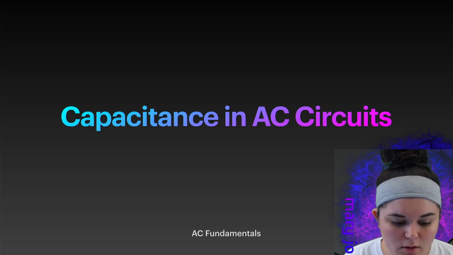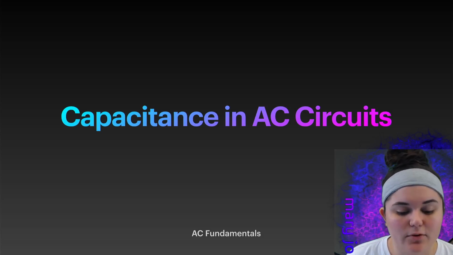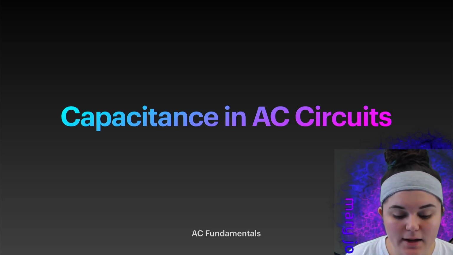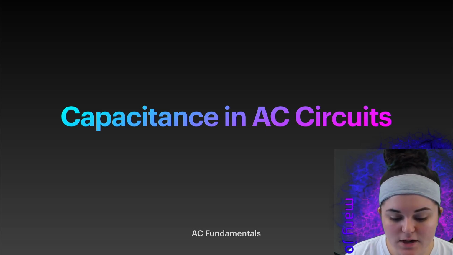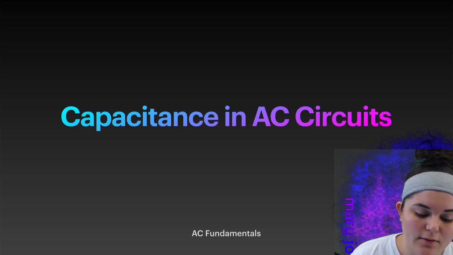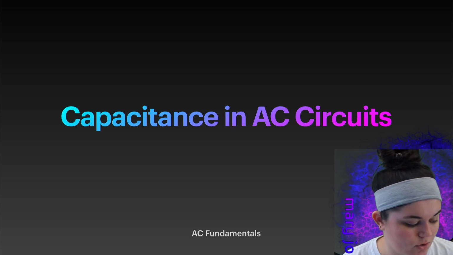Alrighty, today we're going to be talking about capacitance in AC circuits. So in the previous chapter we talked about how a capacitor is made up of two metal plates separated by an insulating material called the dielectric. Since there is no complete circuit between the plates, current cannot flow through the capacitor. The only time current can flow is when the capacitor is either being charged or discharged.